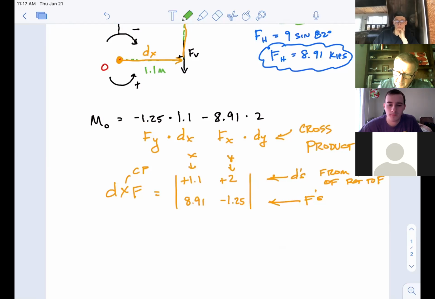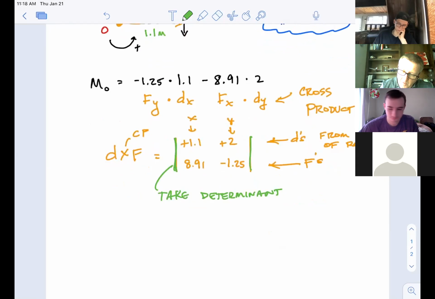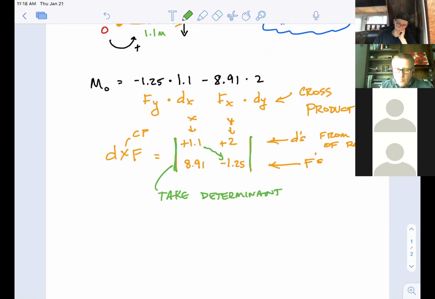So this symbol right here means take the determinant. And all that is, as I said, a mnemonic device. It's a way mathematicians have come up with, because now that those numbers are all written correctly in the box, what you do is you start with the upper left and multiply it by the lower right. I'm going to take 1.1 and multiply it by negative 1.25. That's the first move. And then you always subtract the other one, second: 2 times 8.91. Do you see that that reproduced the same math that we did above, just using logic?